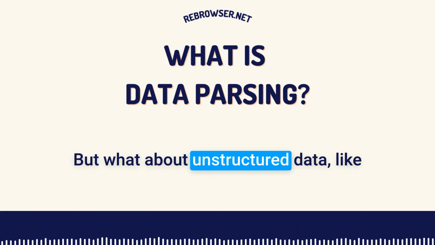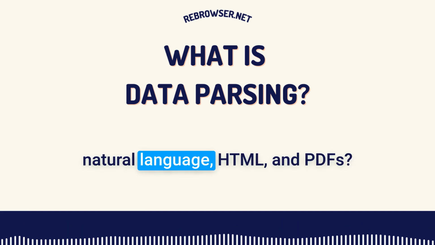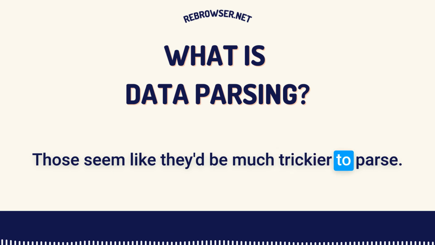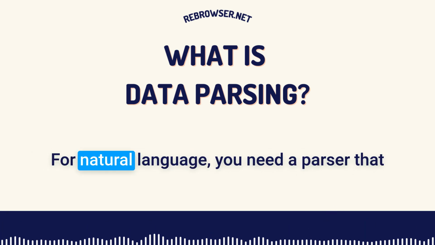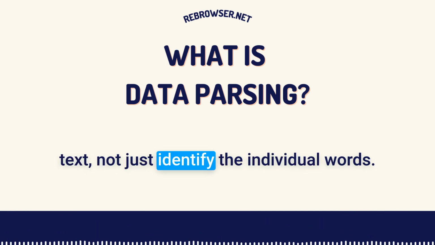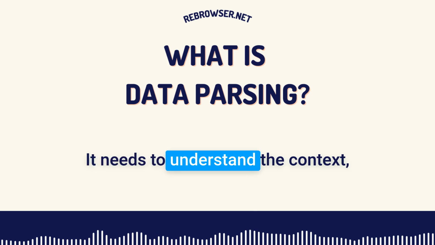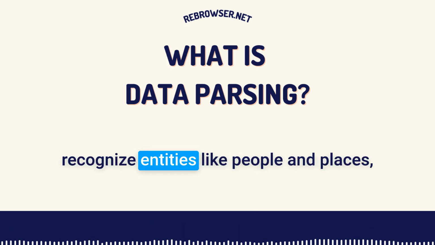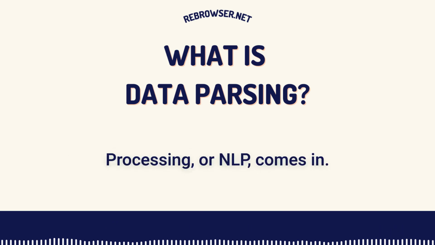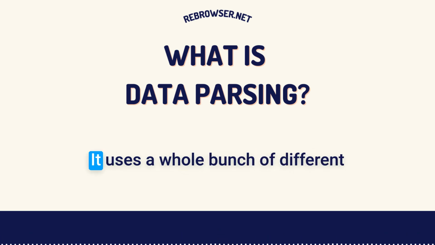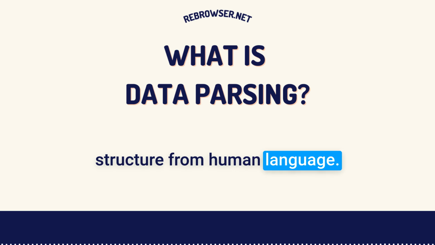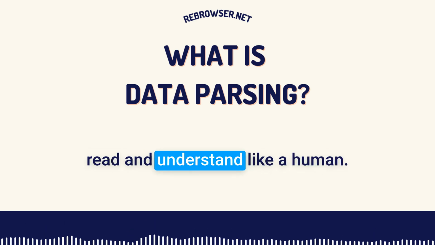But what about unstructured data, like natural language, HTML, and PDFs? Those seem like they'd be much trickier to parse. Yeah, they definitely can be. For natural language, you need a parser that can actually understand the meaning of the text. Not just identify the individual words, it needs to understand the context, recognize entities like people and places, and even deal with things like sarcasm. It's where natural language processing, or NLP, comes in. It uses a whole bunch of different techniques to extract meaning and structure from human language. So it's like teaching the parser to read and understand like a human.